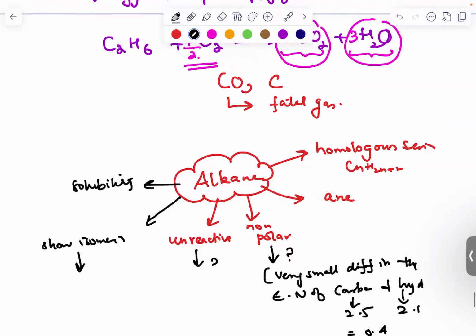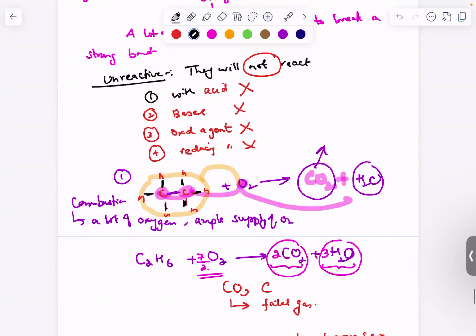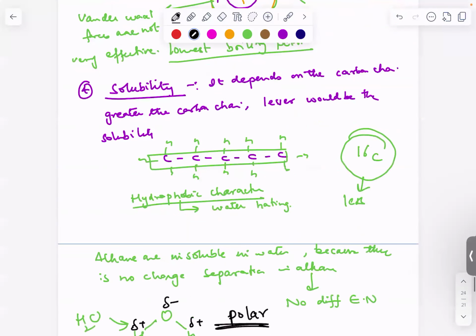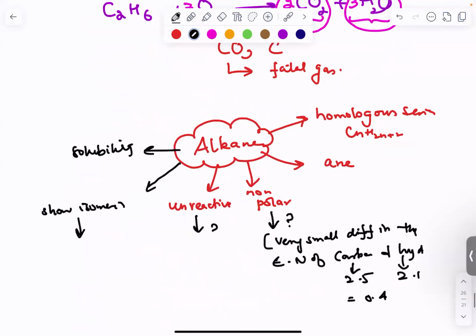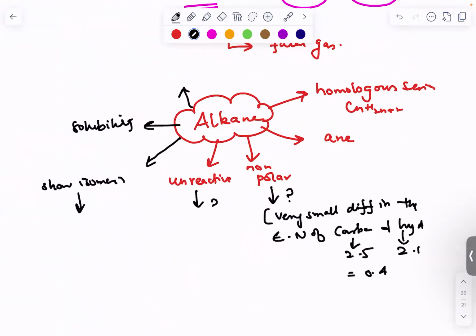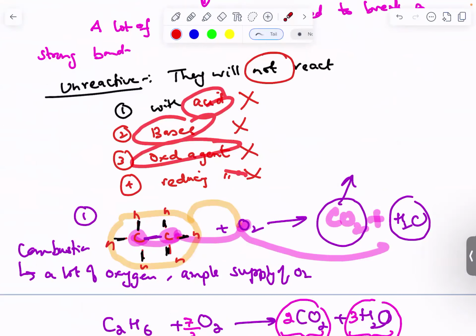I'm not writing everything down because I want you to do the concept mapping yourself, right? For example, I have left out solubility and the effect of branching. I haven't discussed boiling point, so you can add boiling point as well. Then you can also discuss that they are highly unreactive. After giving the reason why they are unreactive, you can also write that they will not react with acid or base or oxidizing or reducing agent. They will simply combust to give carbon dioxide and water.